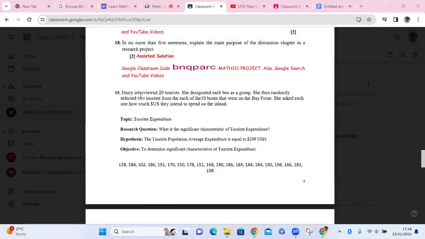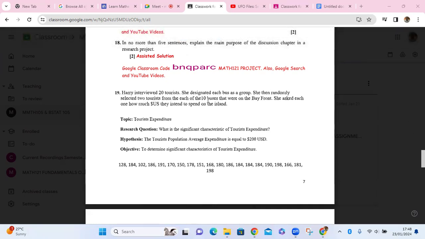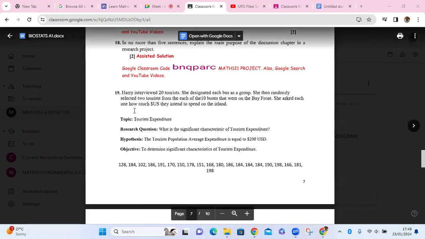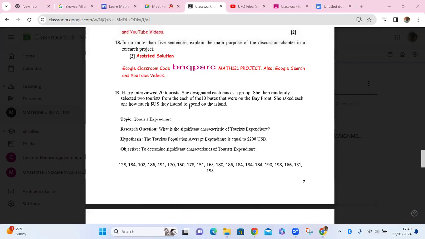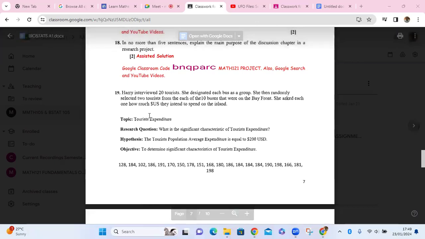Assignment A, number 19. It says Harry interviewed 20 tourists. She designated each bus as a group. She then randomly selected 2 tourists from each of the 10 buses that were on the bayfront. She asked each one how much US they intend to spend on the island. So it appears that Harry has a research undergoing, and the topic now appears to be tourist expenditure.